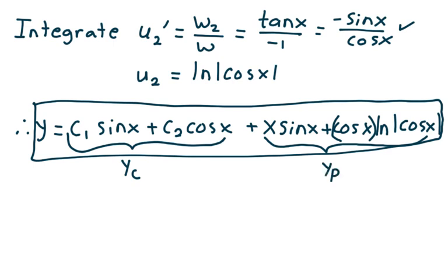And one thing I want you to note on the particular solution, y sub p is u1 y1 plus u2 y2. That's how we get the particular solution. And this right here is example 1.